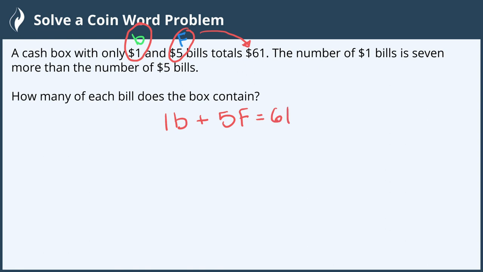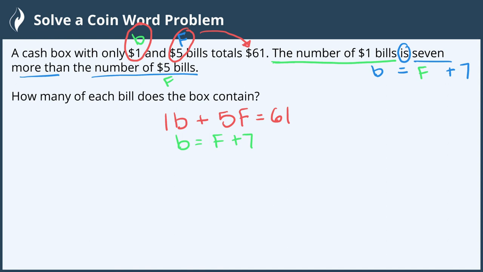Now that we have our first equation, we can find the second by translating the second sentence. The number of $1 bills, which we don't know, so we use our variable B, translates to equals. 7 more than, this reverses the order, so it's add 7, the number of $5 bills, which we gave a variable of F, so it will be F plus 7. So our second equation is B equals F plus 7 by translating that second sentence.